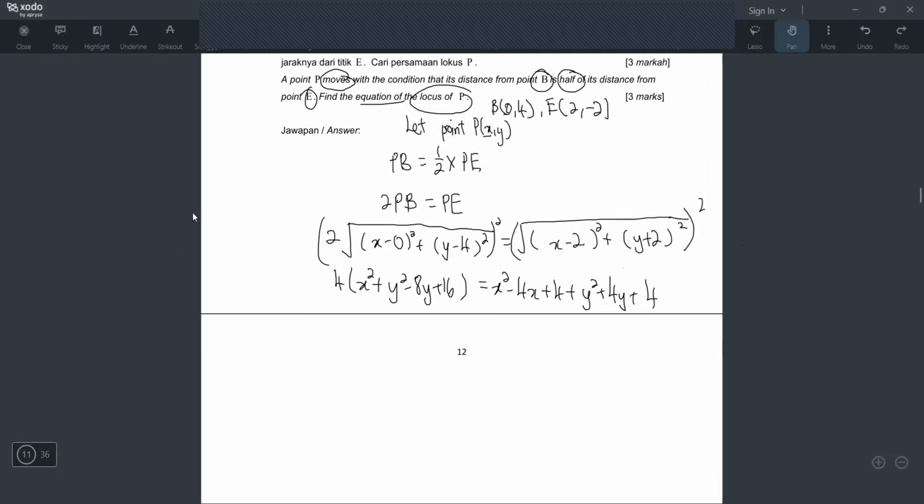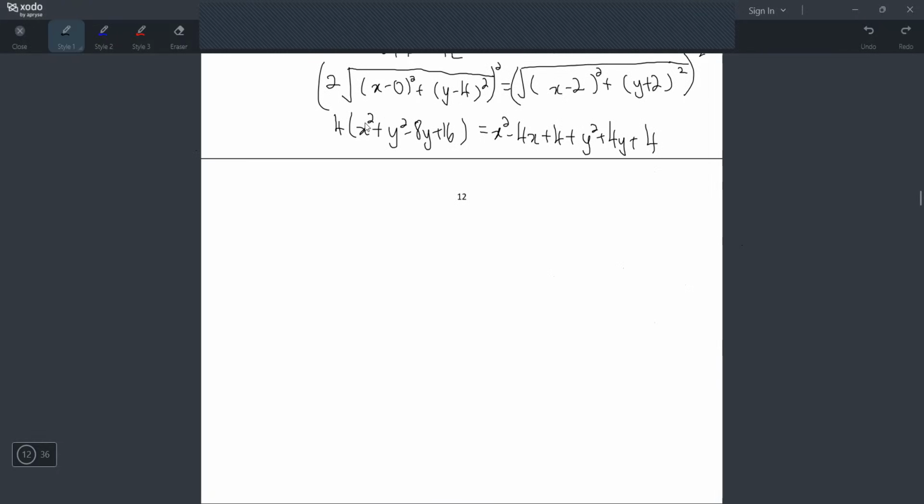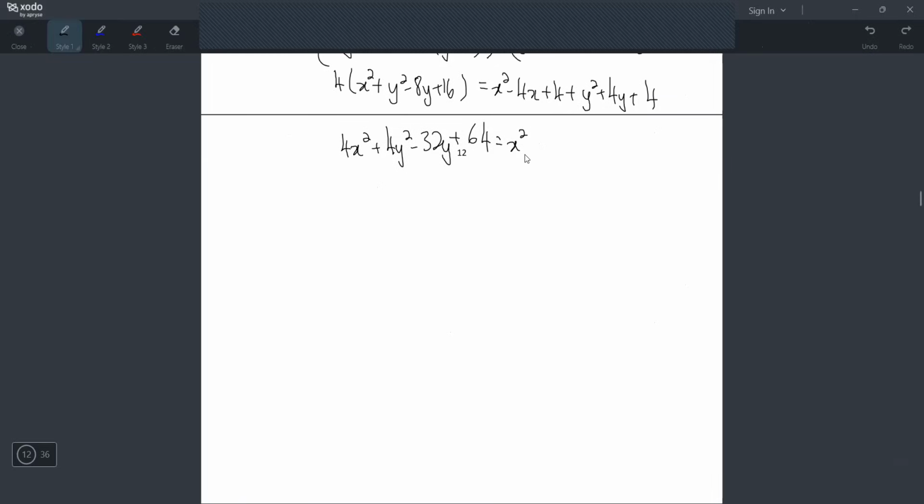Now you can arrange, right? Arrange, but expand first, then only we arrange into general form. So 4 times x square is 4x square. 4 times y square is 4y square. 4 times -8 is 32y. 4 times 16 is 64. And then this one I can arrange a little bit. x square, and then plus y square, and then minus 4x, and then plus 4y, and then the number and number we can do it together. 4 plus 4, which is 8. So now I want it.